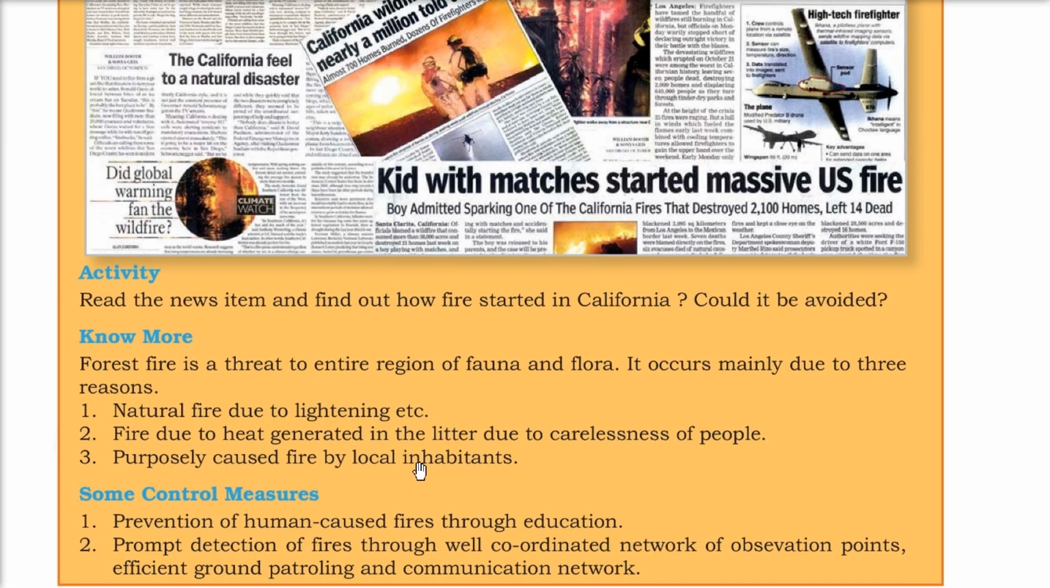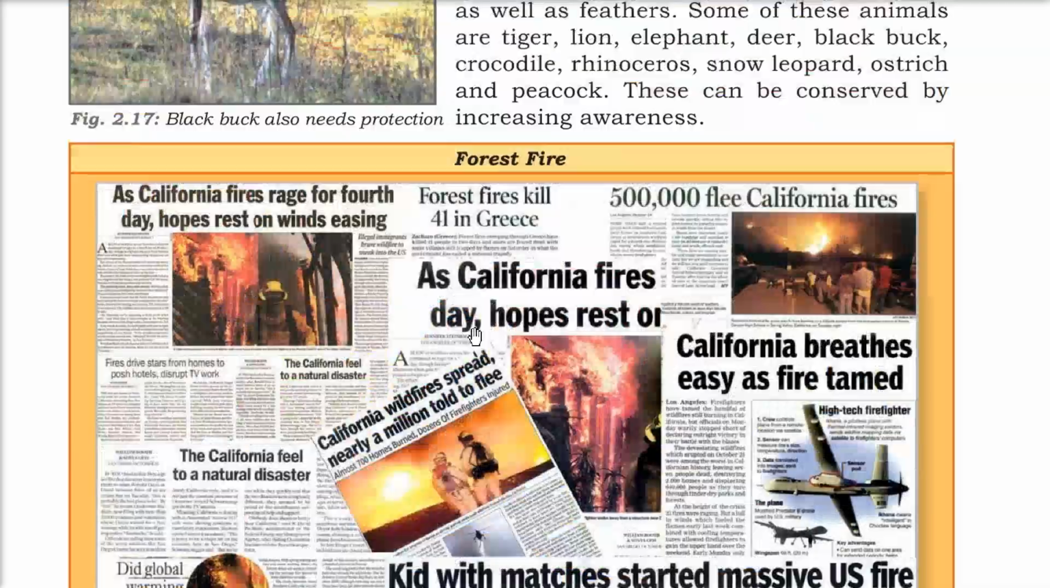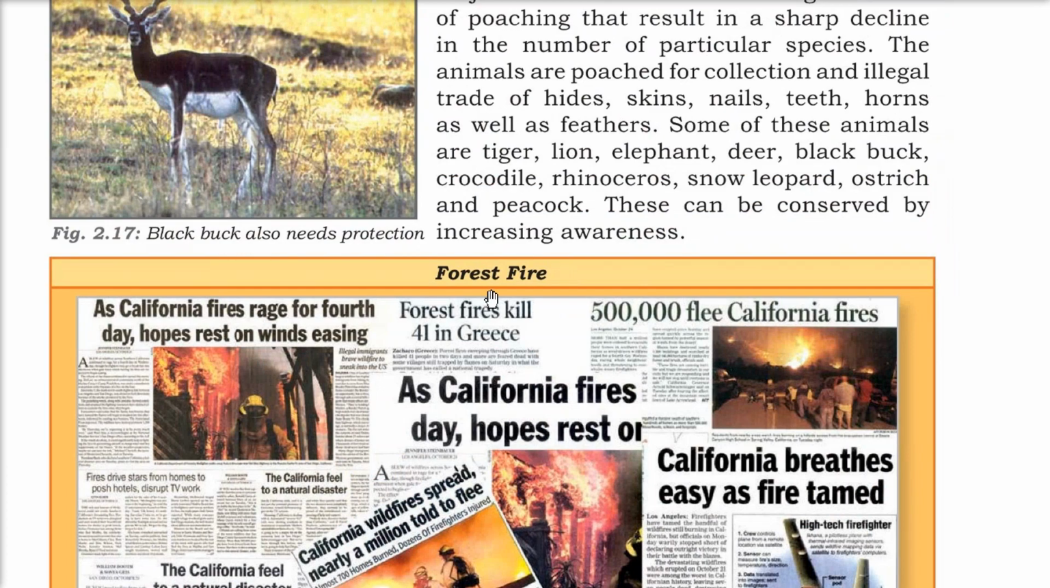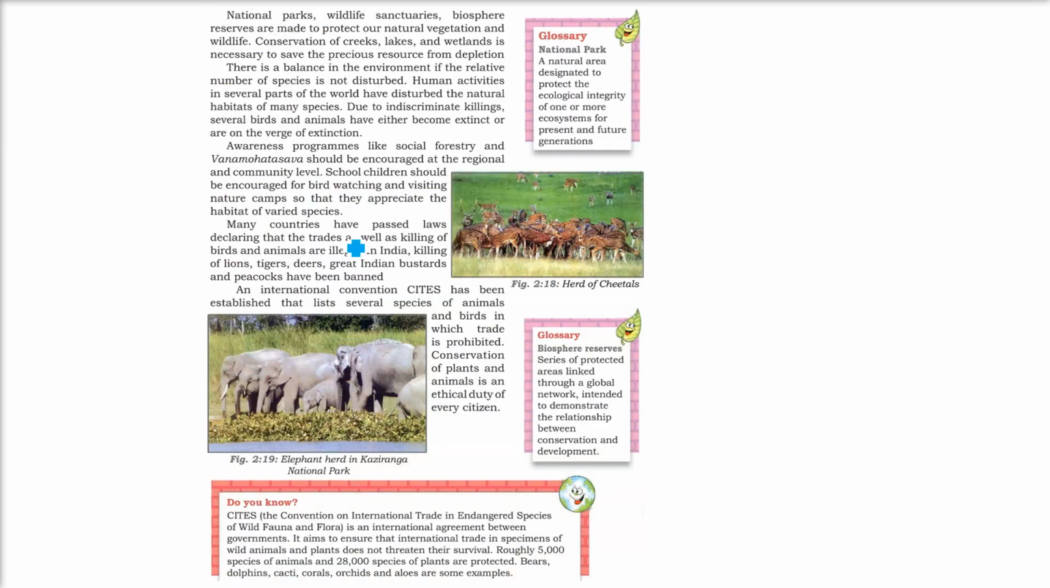See, it may be because of various reasons, but there are certain control measures. The prevention of human caused fires, you can educate people, you can educate yourself, and there can be awareness. And if fires are detected, then what we can do, there can be a well coordinated network of observation points, efficient ground patrolling and communication network. So we can get rid of, or we can stop these fires which are natural, and man-made should always be avoided. We should have some guilt feeling, because we are actually destroying ourselves only.